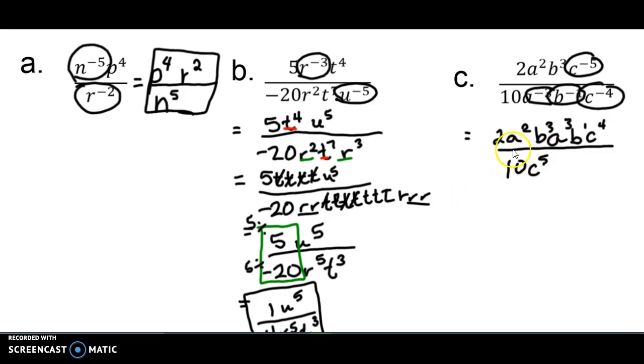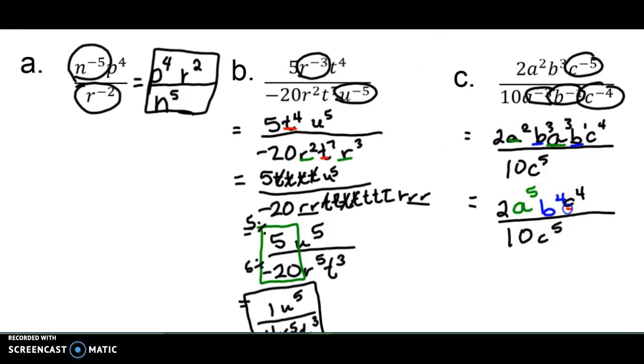Now I need to go ahead. I see my bases several times, so I'm going to use my properties to combine them. So on the top I have an a squared and I have an a to the 3rd. I know that since they have the same base and they're being multiplied, I can add their exponents and I'll have a to the 5th. I also have b to the 3rd, b to the 1st, so that ends up being b to the 4th. And then I can just rewrite my c to the 4th on top, and on the bottom I'll have 10 c to the 5th.